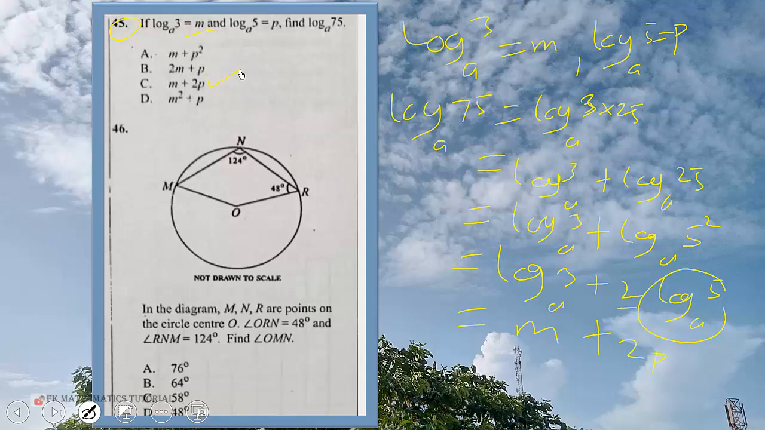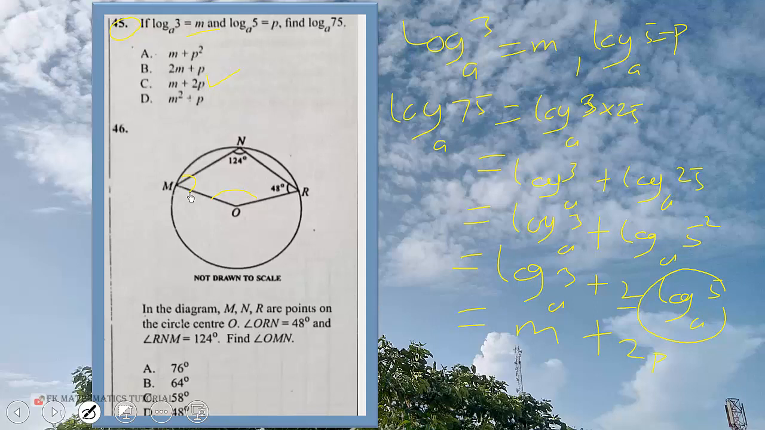In a diagram, M and R are points on a circle center O. Angle ORN is 48 degrees, and angle RNM is 124 degrees. Find angle OMN. So this is what we are finding. We are finding this angle.